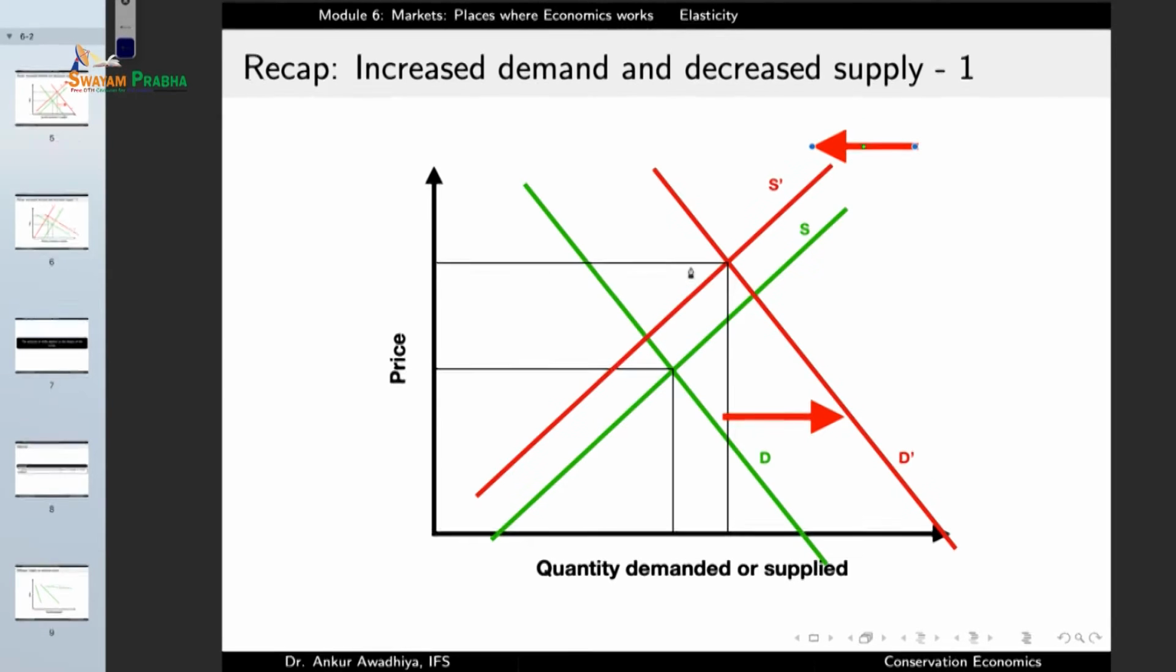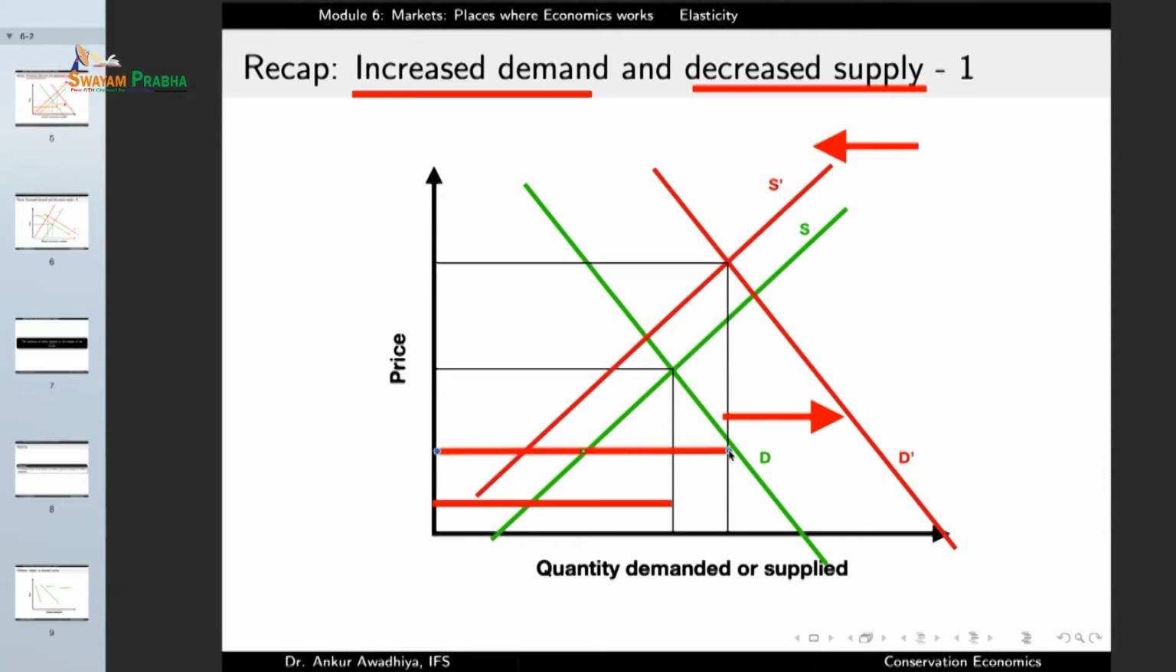The equilibrium price has increased, which was expected because in the case of an increased demand, the price increases. In the case of a decreased supply, the price increases. And so when both are acting together, the price will increase. But what is happening to the quantity that is demanded or supplied? Well, the earlier quantity was represented by this point. So this is the quantity that was demanded or supplied earlier. The new equilibrium is at this point. So the quantity that is demanded or supplied has now reached this point.